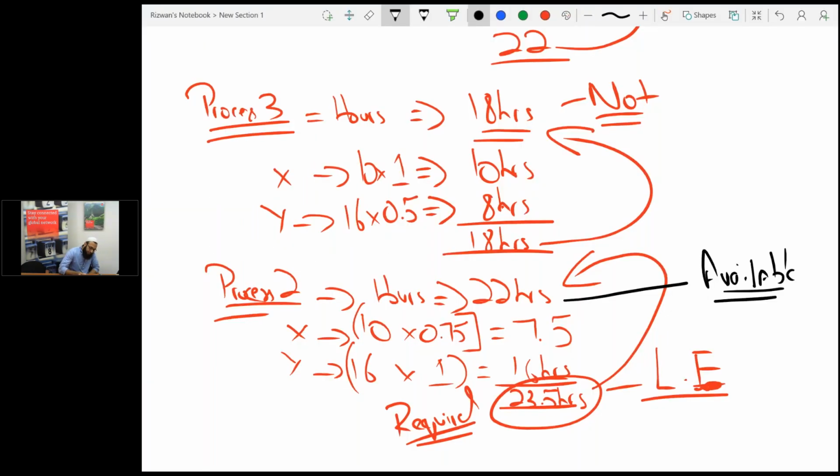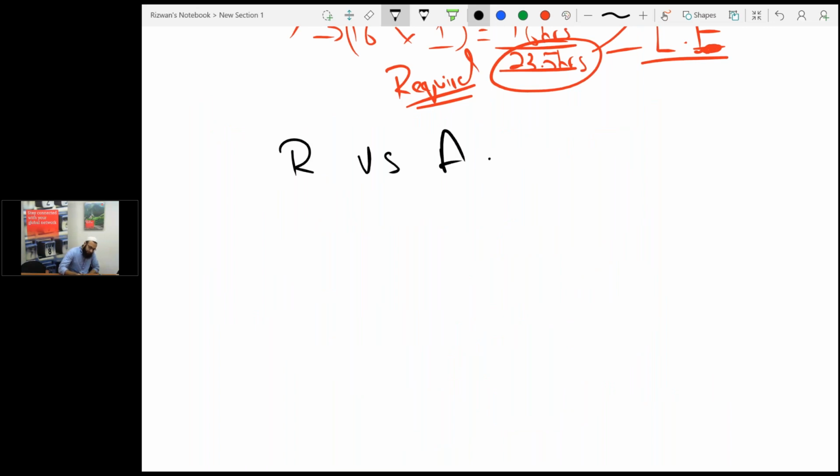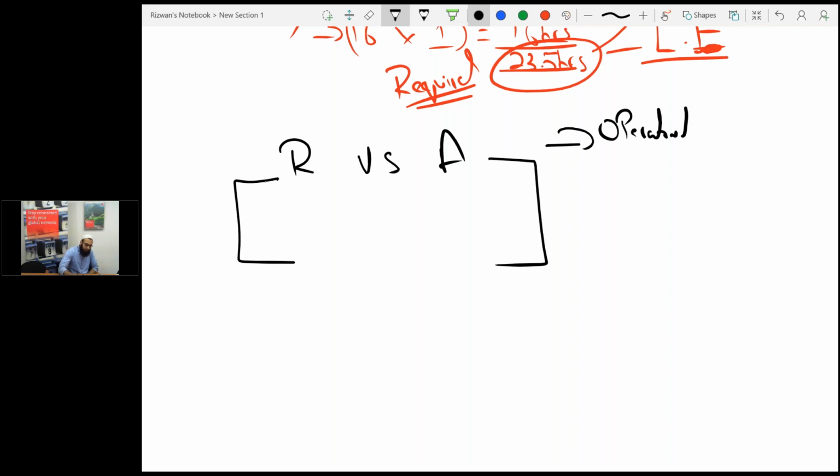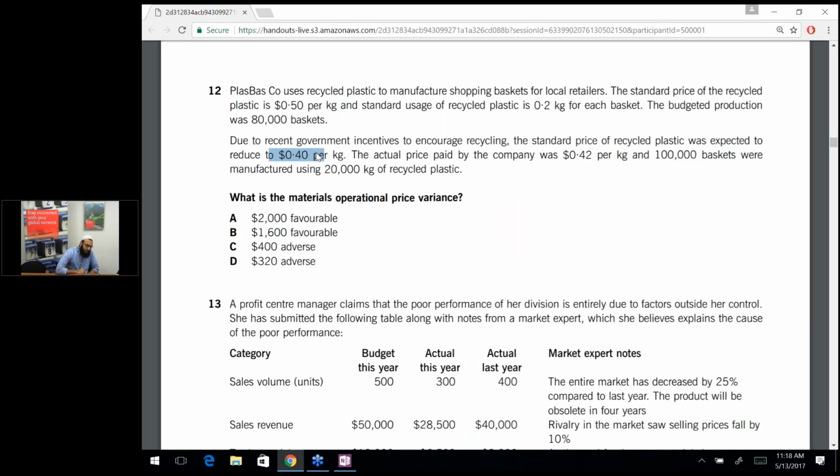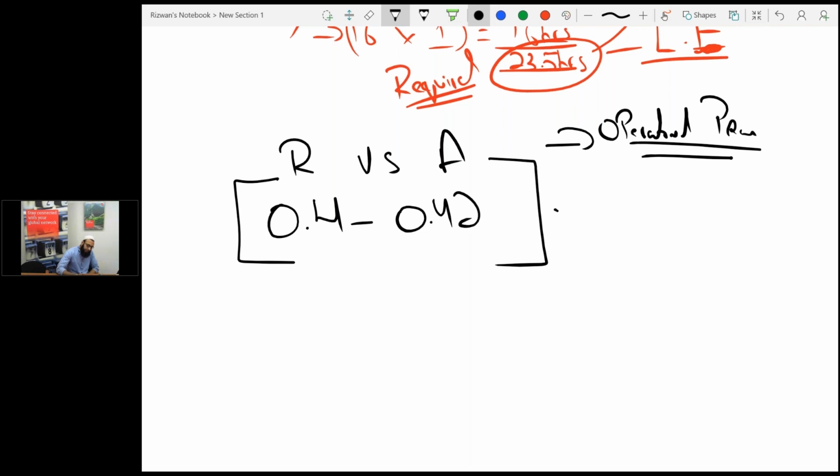It was R versus A. Okay, R versus A. Because you are working out operational price, the tactic will be R versus A. So what is the revised standard? The revised standard is clearly given to you, and that is 0.4. And what is the actual? 0.42. So it's 0.4 minus 0.42 into actual kgs of 20,000.